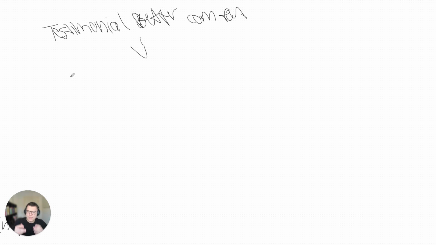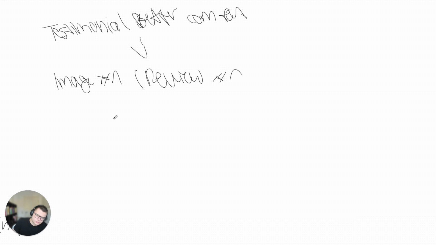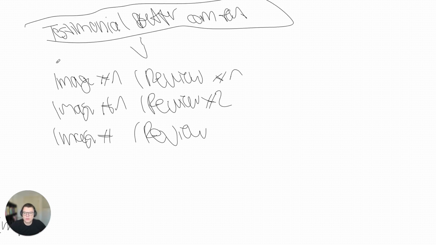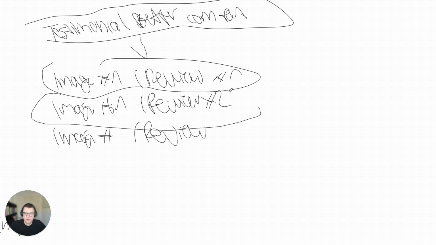We could have 3 different reviews of 3 different people talking about the better comfort. The image is always the same. Image 1 with review 1, image 1 with review 2, and then image 1 with review 3. This is how one test could look. This could be one ad set: testimonial, better comfort, image 1 review 1, image 1 review 2, image 1 review 3.